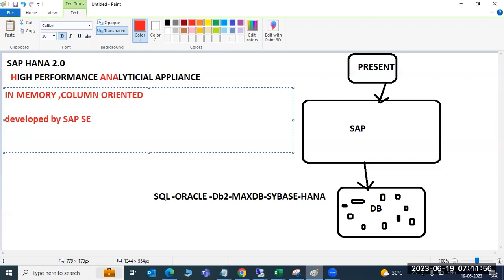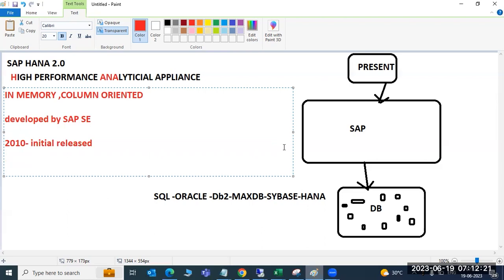Normally, when this was released, if I talk about some history, in 2010 was the initial release into the market. The versions I will talk about separately. But this database is dedicated to run only under Linux operating systems, not the other operating systems.